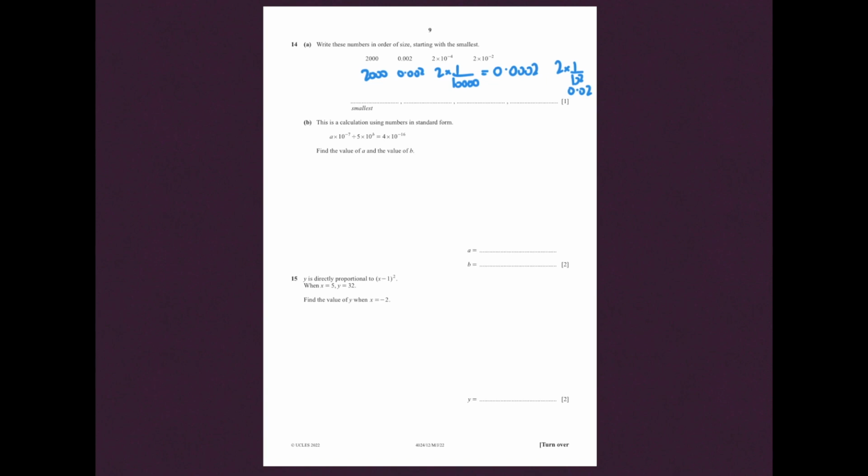Now some students make this mistake and write these answers. No, you need to write down the answer in the exact form given in the question. So the smallest number is this one. So I'm going to write 2 into 10 power minus 4. Then the next smaller number 0.002. Then this one 2 into 10 power minus 2 and then 2000. Got this?